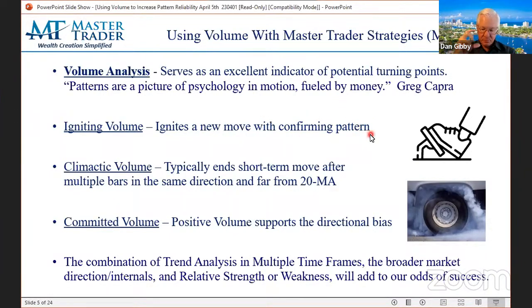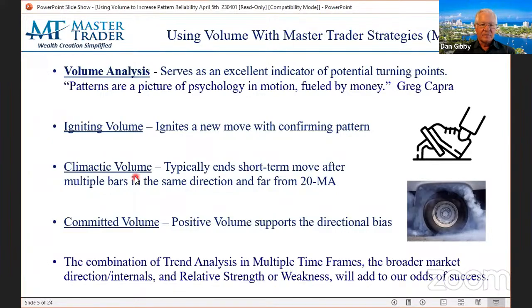A big volume gets our attention. But as with everything we do, we don't do anything unless it's a pattern. And then, as I said, the volume and moving averages just add to the confidence of that pattern working.